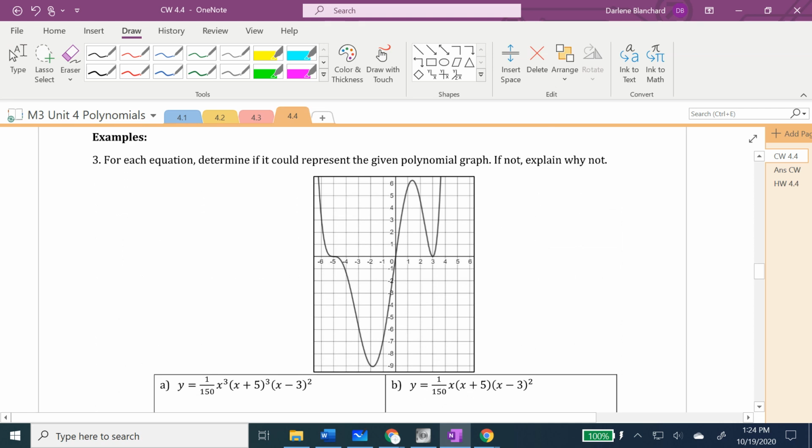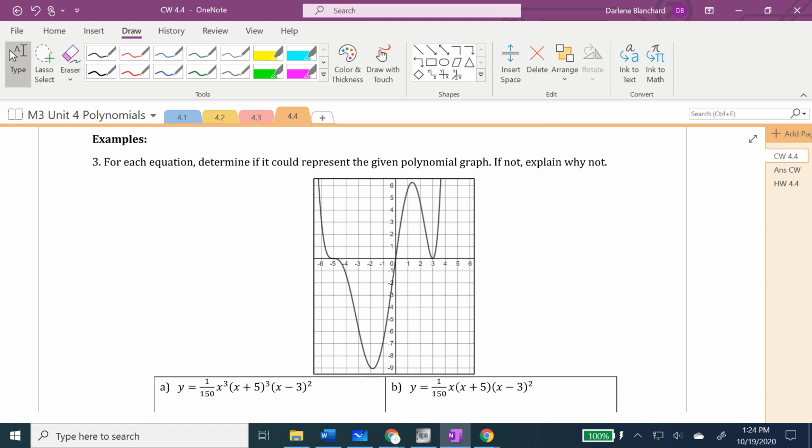Okay, so you're looking at the graph of a polynomial function. Now, take a look at it. Show me the end behavior with your arms. Let me see that end behavior.